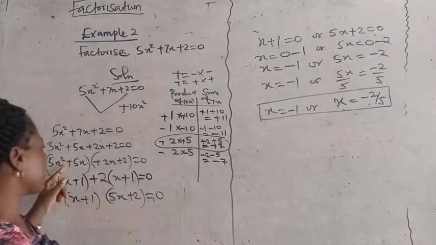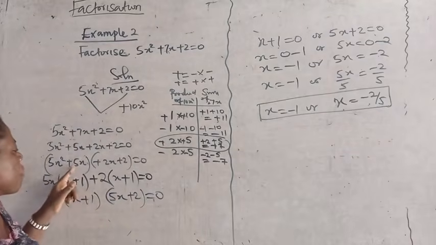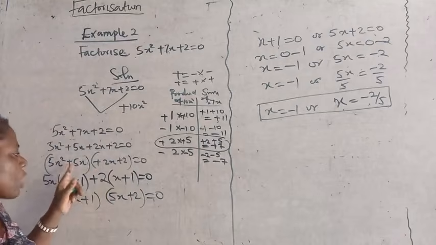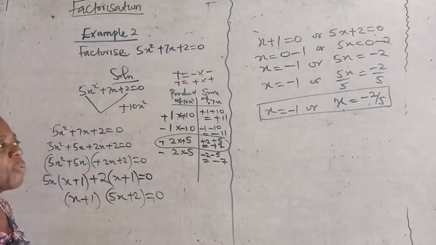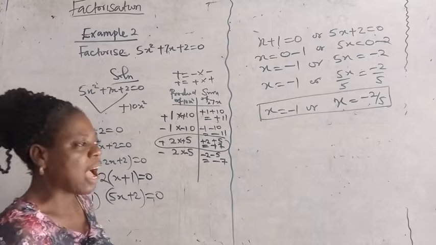I said earlier, when I came here, I wrote 5 first before 2. You can write 2 before 5. We still get the same answer.